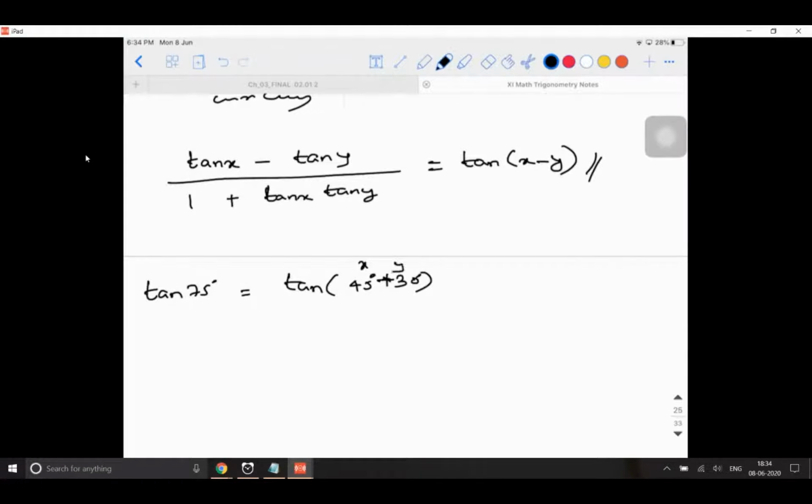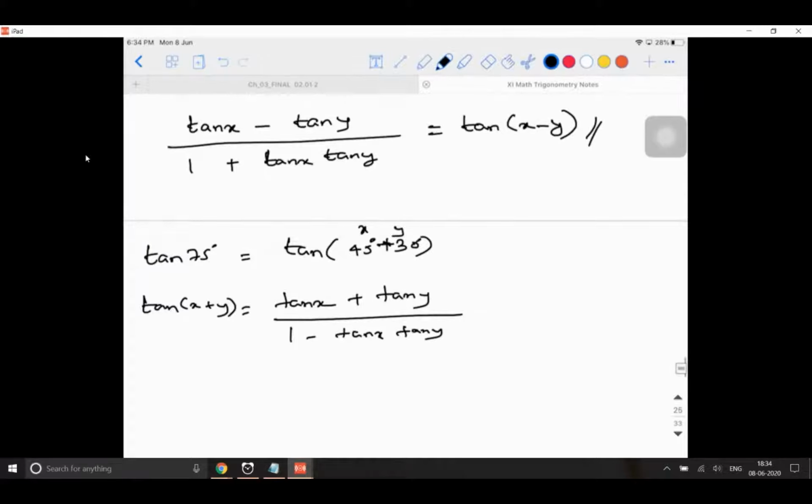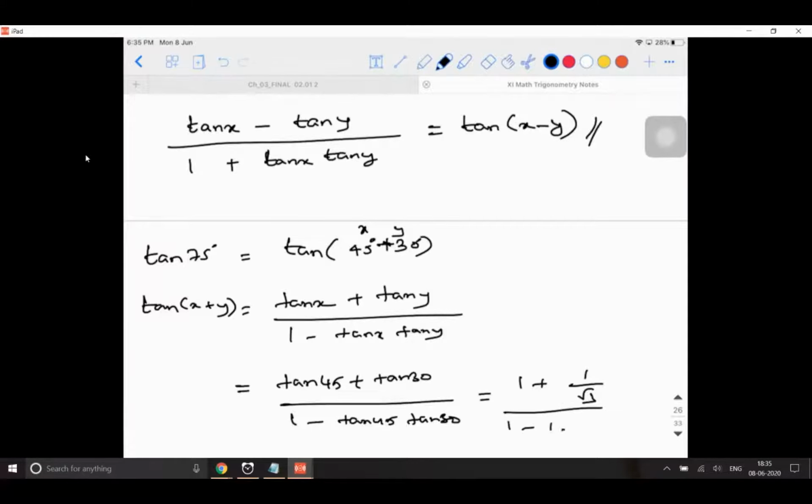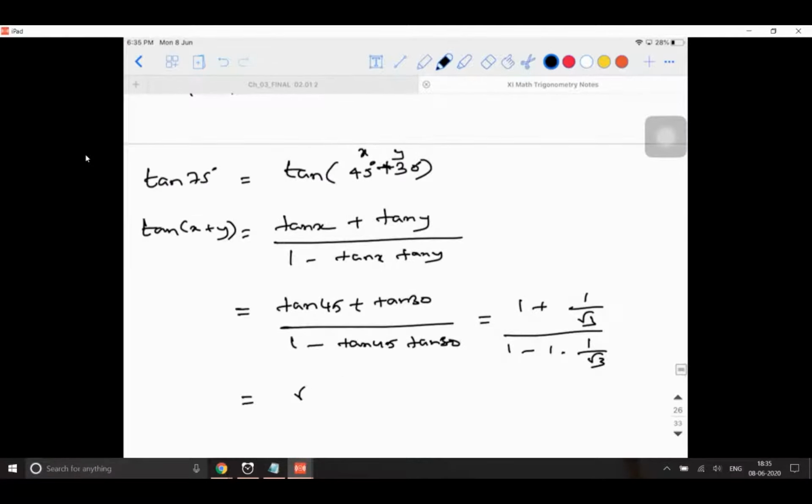So tan of x plus y, what is the formula? You can remember it like this: tan x plus tan y by 1 minus tan x tan y. This will be equal to tan 45 plus tan 30, the whole divided by 1 minus tan 45 tan 30. What is the value of tan 45? It is 1, plus, can someone tell me what is tan 30? 1 by root 3. 1 by root 3 by 1 minus tan 45 is 1 into 1 by root 3. So you'll get it as root 3 plus 1 divided by root 3 minus 1.